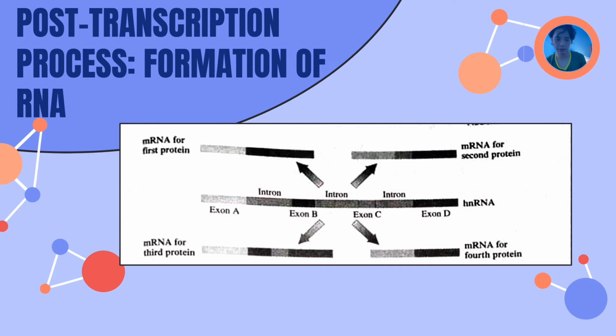In alternative splicing, an hnRNA molecule with multiple exons present is spliced in several different ways. In this picture, it will show 4 alternative splicing patterns that can occur when an hnRNA contains 4 exons, 2 of which are the alternative exons.